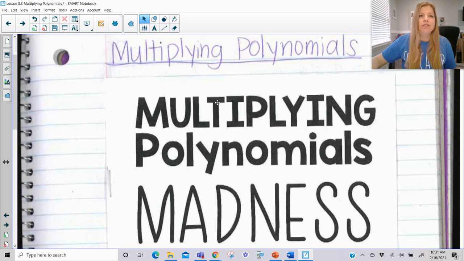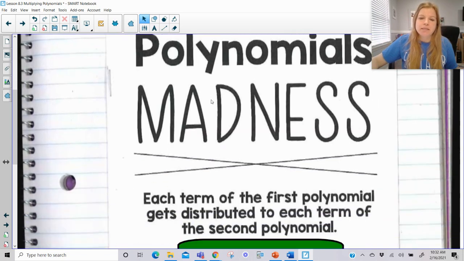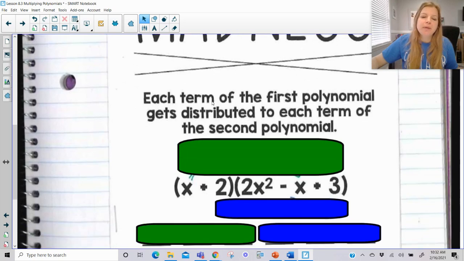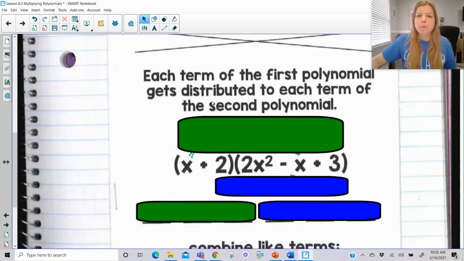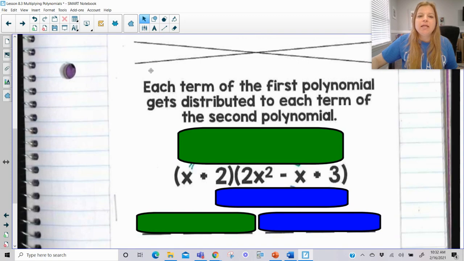Not that we have to do a million problems to become experts at this skill, but the more we do, the better, of course, we're going to become, just like any other math skill. So here's the basis of what we need to know today when we're multiplying polynomials together. Each term of the first polynomial gets distributed to each term of the second polynomial.